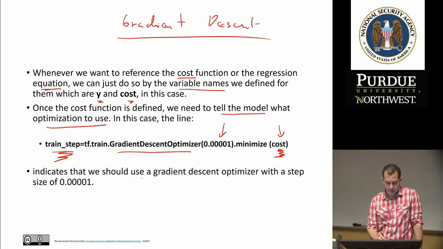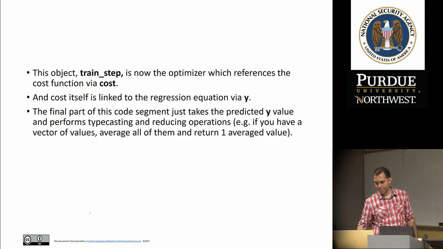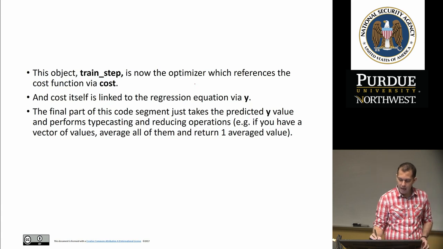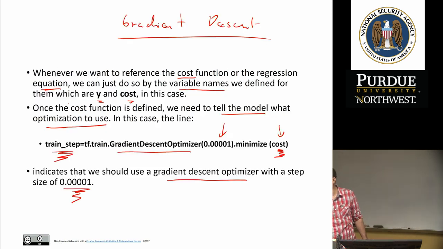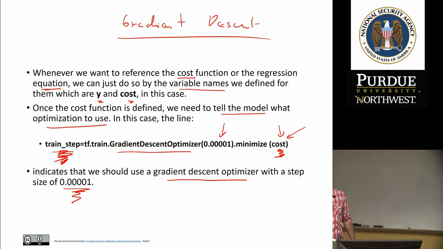This indicates that we should use the gradient descent optimizer with a step of 0.01. If you remember, this step was that example of the giant walking over the mountain range. So this object, train step, is now the optimizer itself. It's the optimizer which references the cost function via the variable cost. So again, we call this one, execute all of this, and reference the cost function.